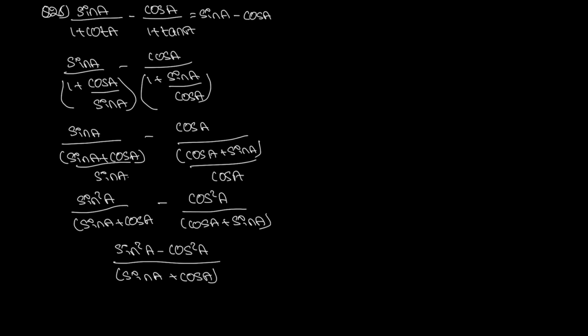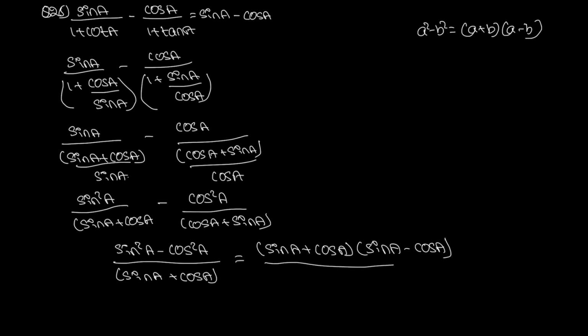So the numerator is in the form of A square minus B square. A square minus B square is nothing but A plus B into A minus B. Let's expand this in that form. We'll get sin A plus cos A into sin A minus cos A. And the denominator is the same, which is sin A plus cos A. Here we can cancel these two terms. So our remaining answer will be sin A minus cos A. This is our required RHS value.